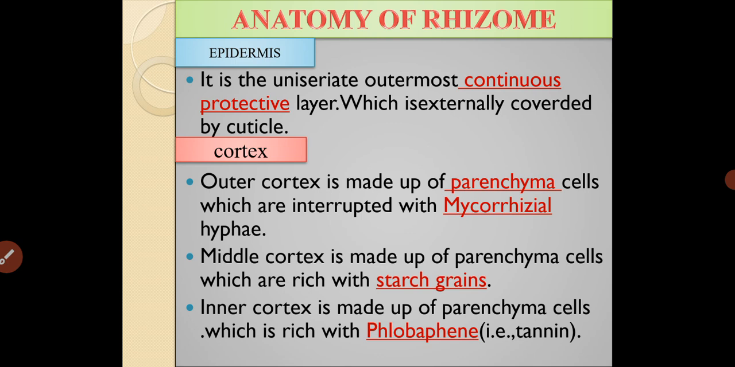Outer cortex, middle cortex and inner cortex are homogeneous masses of parenchyma cells, but the outer cortex is interrupted by the mycorrhizal hyphae. Middle cortex is rich with the starch grains. Inner cortex is rich with the tannin component, that is the flavofin. So that is how we differentiate the cortex into three regions.